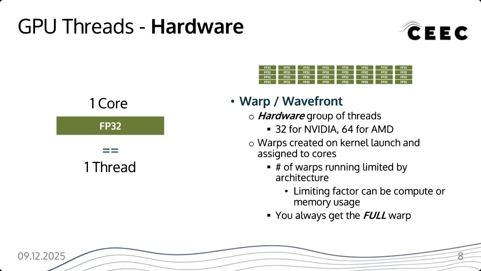So the reason I bring this up is because it's a concept that will be built upon later. And also to remember a very important thing, the most important thing about warps, is that when you ask for a certain amount of resources on a GPU, you will always get the full warp. So if you have a problem size of 30 grid points, you will get 32 threads, because it can only work in blocks of either 32 on NVIDIA or 64 on AMD.